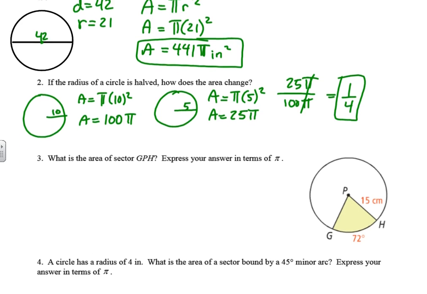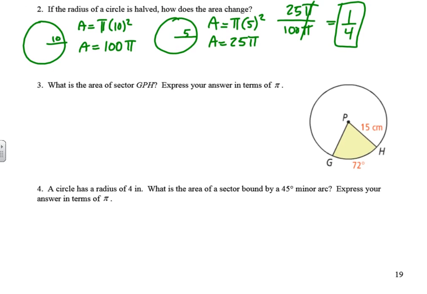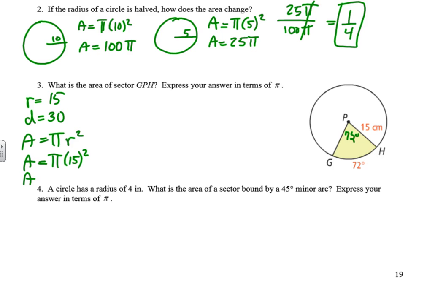That's along the lines of the similarity questions that we did before. What is the area of the sector GPH? Express it in terms of pi. Here we go. We've got our angle. Remember, the arc and the central angle are the same. The radius is 15, which means the diameter is 30. Area is pi times the radius squared, so this would be pi times 15 squared. The area of this circle would be 225 pi.